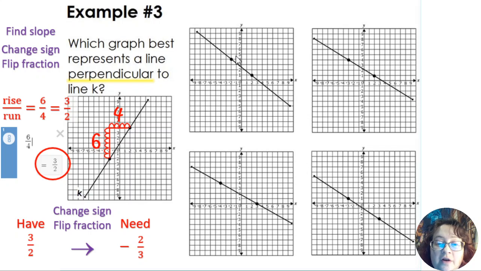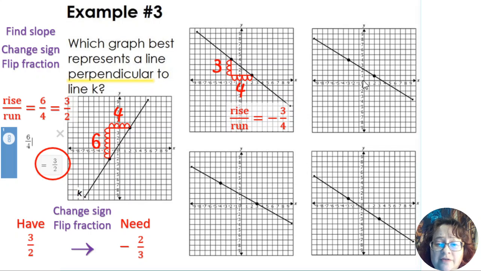So let's start with our first one right here. I'm going to draw my line down and over. I'm going to count 1, 2, 3. Count again. 1, 2, 3, 4. My slope is rise over run. It is going down, and it's -3/4. That's not what I need, so I'm going to keep going.